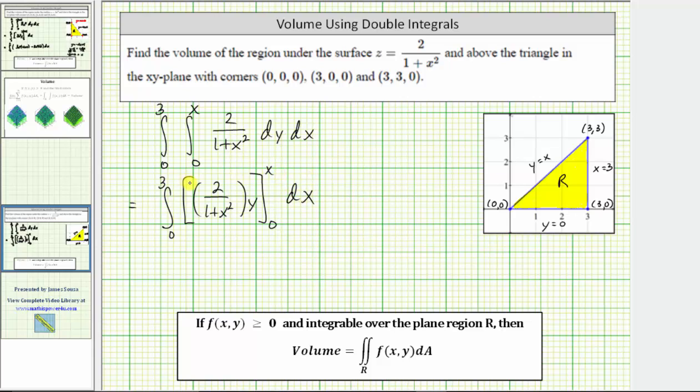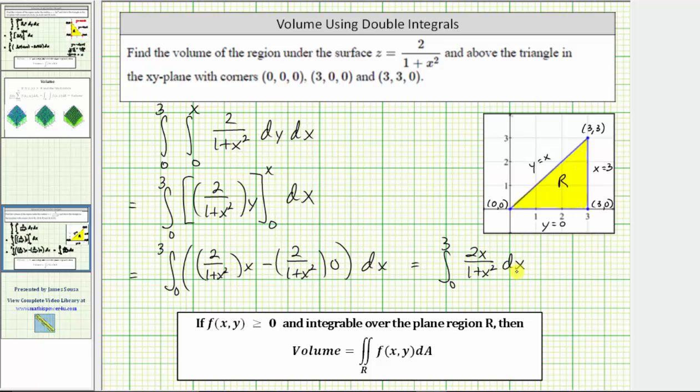From here, remember, when determining big F of b minus big F of a, we're subbing the limits of integration for y, not x, which gives us the integral from 0 to 3 of 2 divided by the quantity 1 plus x squared times x, minus 2 divided by the quantity 1 plus x squared times 0. This product is equal to 0, which gives us the integral from 0 to 3 of 2x divided by the quantity 1 plus x squared, integrated with respect to x. Let's finish this on the next slide.